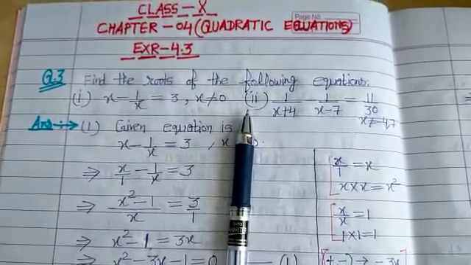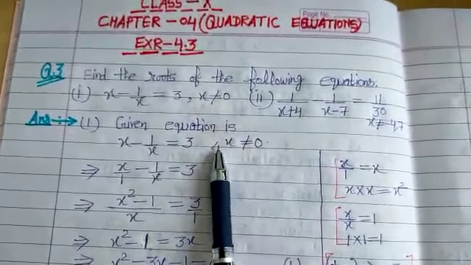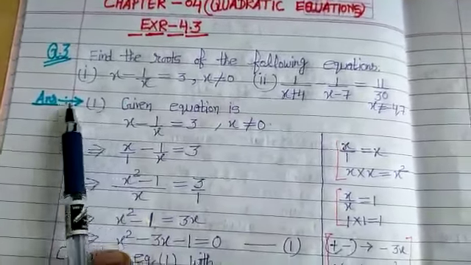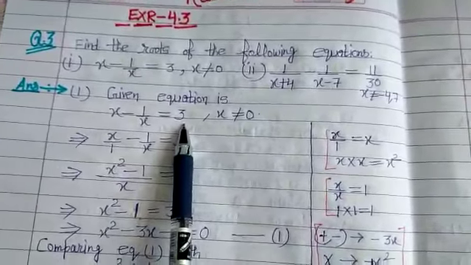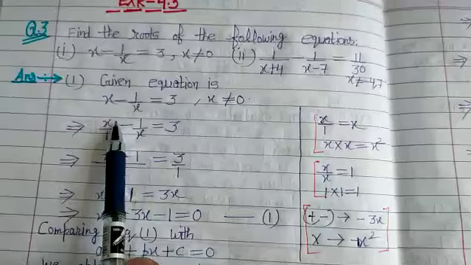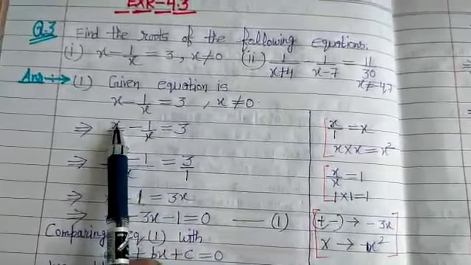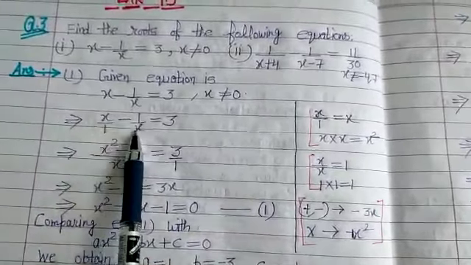First part is x minus 1 upon x is equal to 3, and one condition is given to you, x is not equal to 0. So in the solution part, the given equation is x minus 1 upon x equal to 3. We can write x as x upon 1. You see in the left hand side there are two terms, one is x upon 1 minus 1 upon x. So we will solve it by taking LCM.